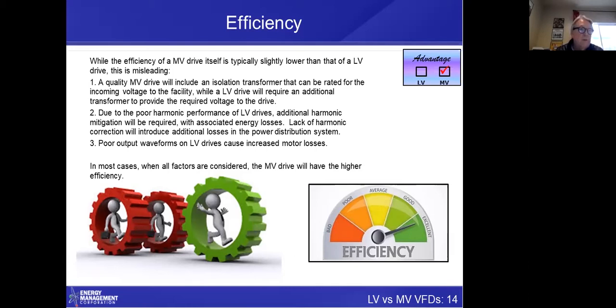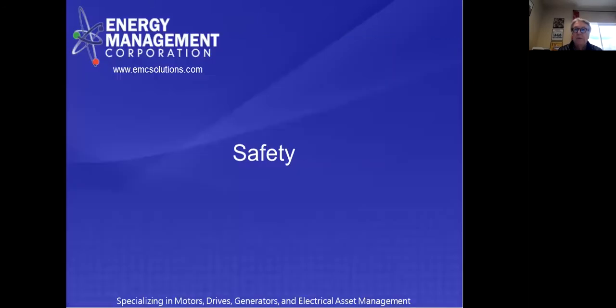Next, because low voltage drives tend to have poor harmonics, you generally are always going to need a harmonic filter of some sort, and that is going to add losses to the system. And finally, the poor output voltage waveform on low voltage drives is going to tend to increase your motor losses. So that's something else to consider. And those additional losses are not going to show up on the low voltage drive cut sheet. So I'm going to give the advantage to medium voltage drives there.